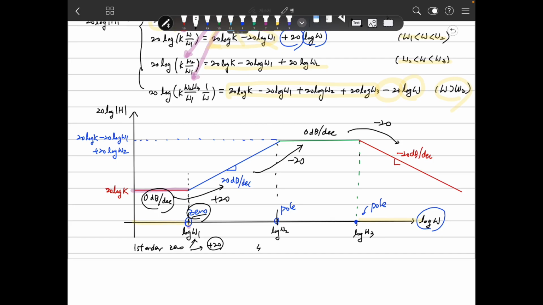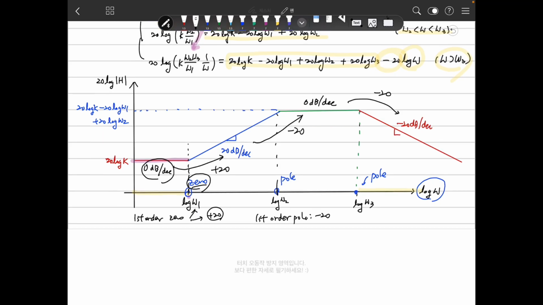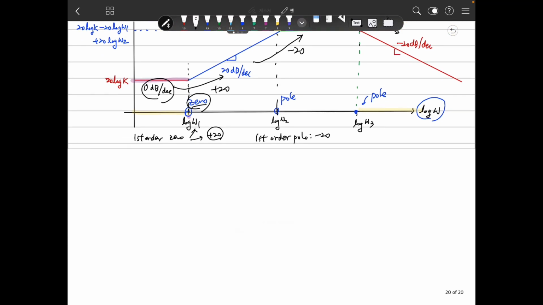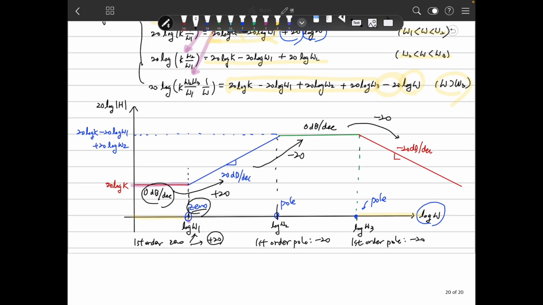Then this is a first order pole. At the pole, the slope is minus 20. The same way, this is the first other pole, therefore the slope is minus 20. So the slope changes. Because of the zero, the slope changes by plus 20. Because this is a pole, the slope changes by minus 20. So this is 20 dB, minus 20 dB, 0 dB.